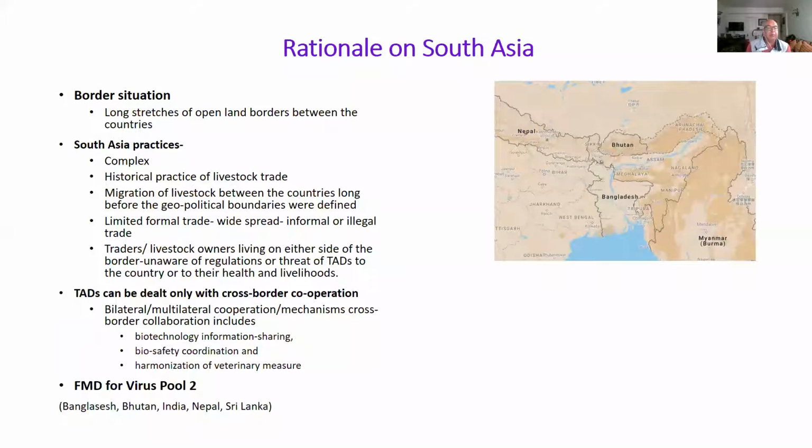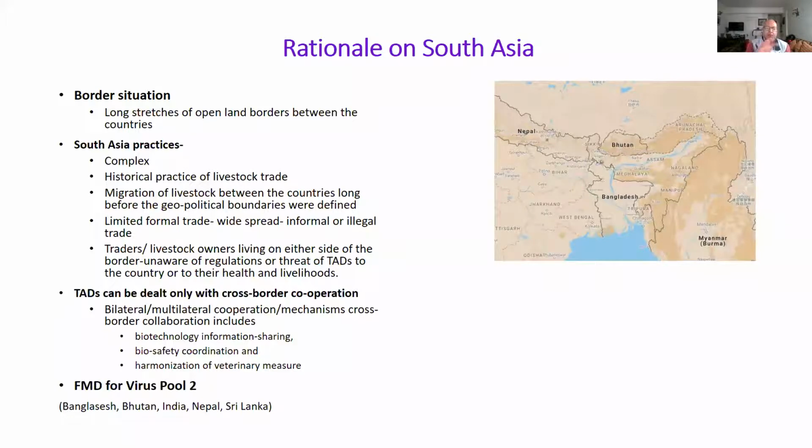The other part is, if you want to control transboundary animal disease, you need cross-border cooperation. It can be bilateral or multilateral cooperation and mechanism. To say it very openly, our cross-border relationships and dialogues are not as strong as, for example, the very strong technical dialogue between Vietnam and China, and Vietnam and Thailand. In these dialogues, whether bilateral or multilateral, they share their biotechnology information systems, what each country is doing, what biosafety measures they are applying, what their veterinary measures, SOPs or guidelines are. So you need to harmonize your SOPs, practices and strategies with these adjoining countries.